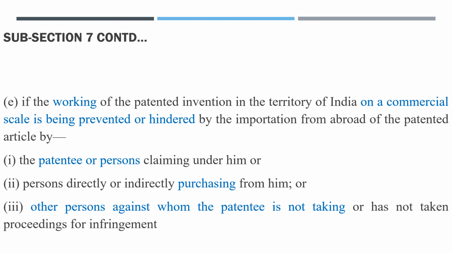Now clause E. This says, if the working of the patented invention in the territory of India on a commercial scale is being prevented or hindered by the importation from abroad of the patented article by subclause 1, the patentee or persons claiming under him, or subclause 2, persons directly or indirectly purchasing from him, or subclause 3, other persons against whom the patentee is not taking or has not taken proceedings for infringement.